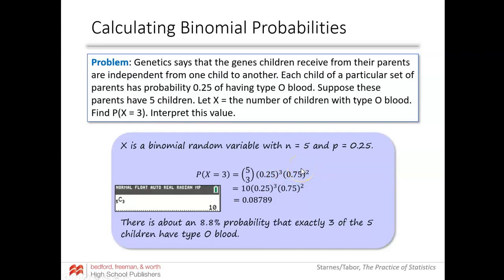I always think of it in terms of being complements to each other. That's the nice thing about binomial distributions: it's either this or it's this. It's a success or it's a fail. You either are or you aren't. So it's pretty easy for our brain to do some of that math. Crank that in the calculator and you get this, which is roughly 8.8%. So for our interpretation here, there's about an 8.8% chance that exactly 3 of the 5 children have type O blood. That's how we interpret that.